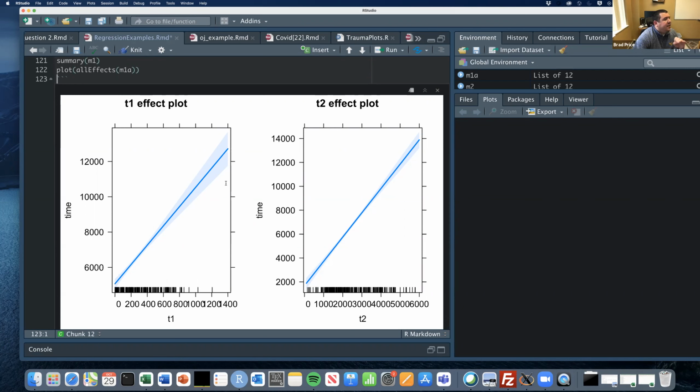Now, again, this is something that comes up over and over again: how are we going to interpret these plots? How are we going to think about what happens here?